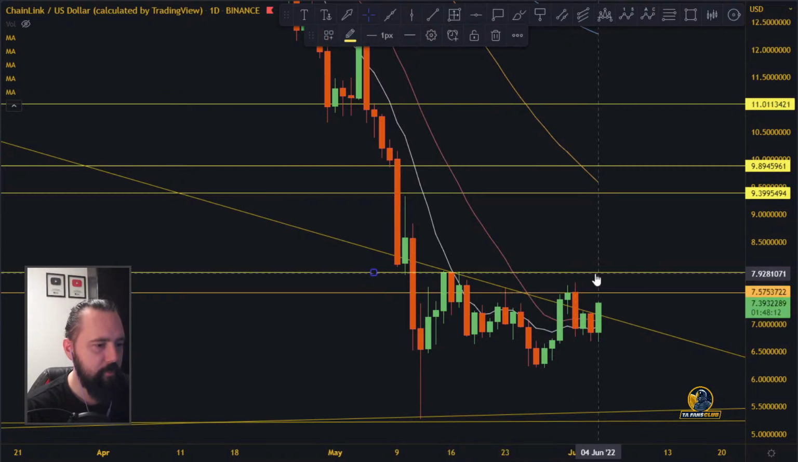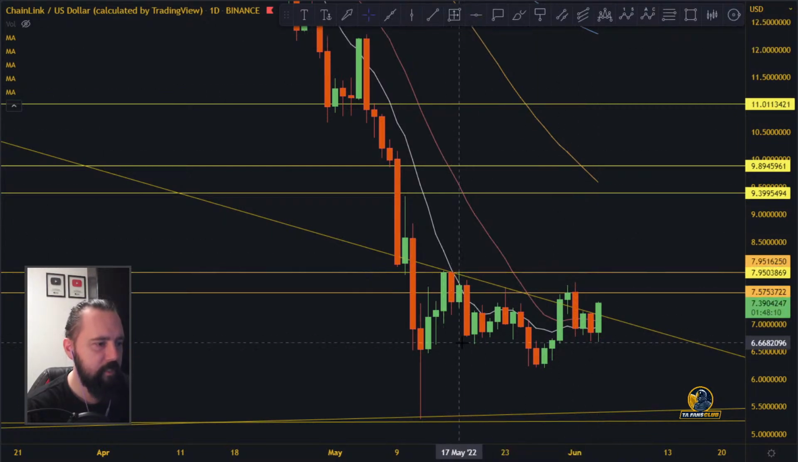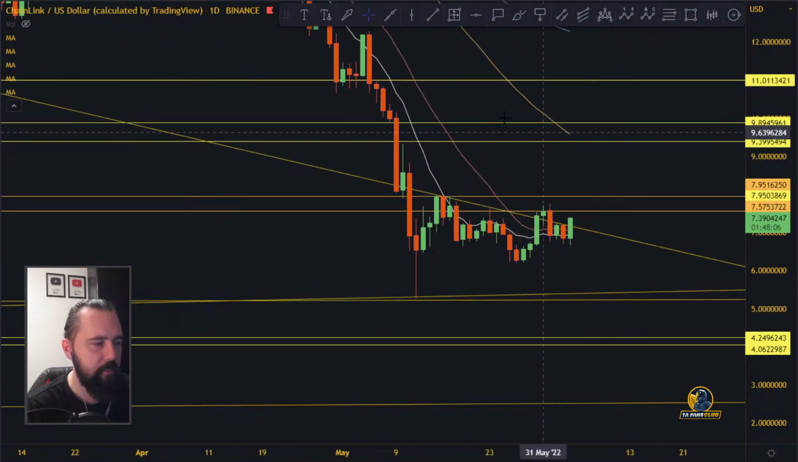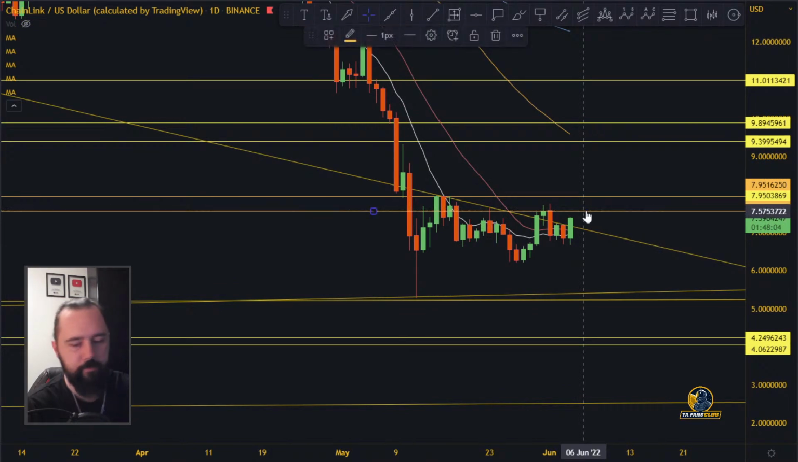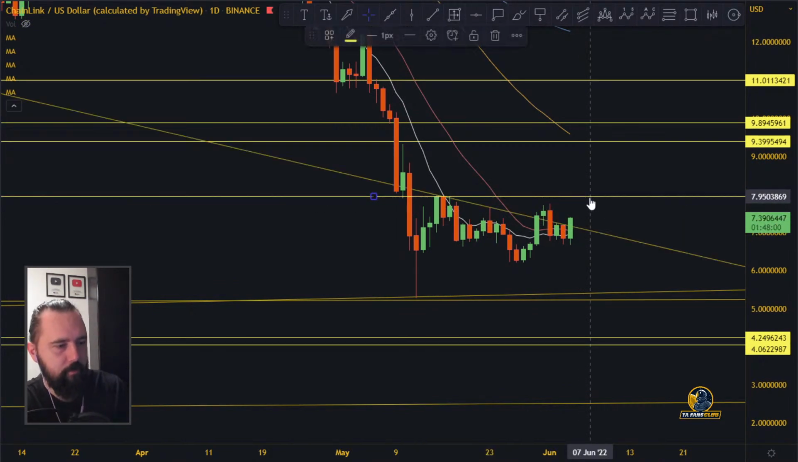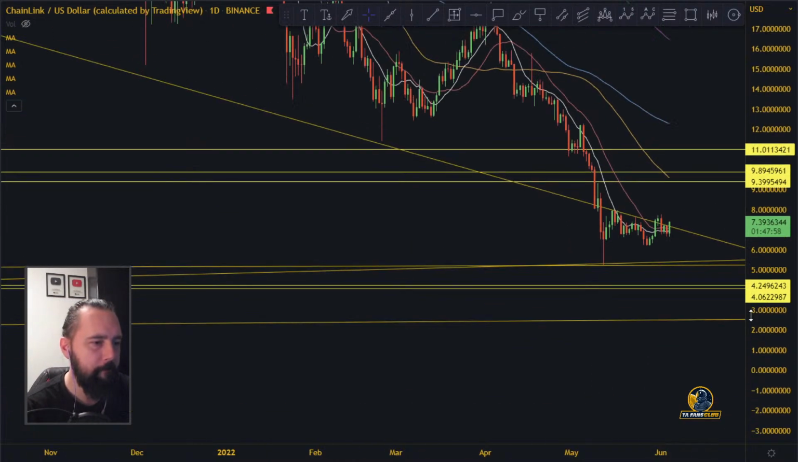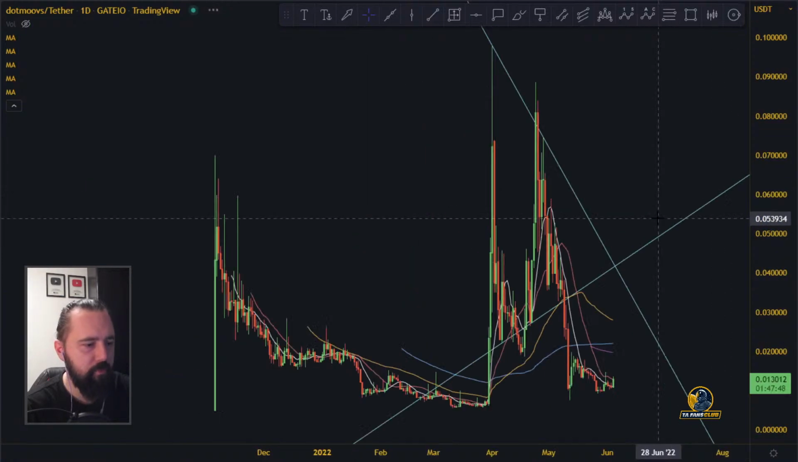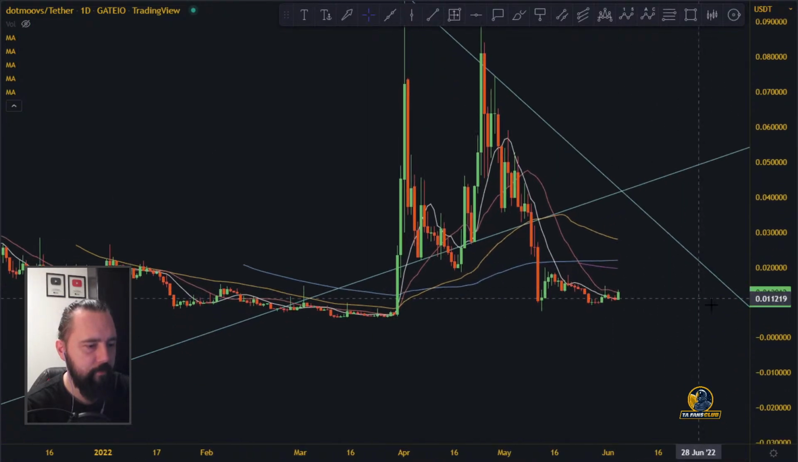Also, this move needs to break this resistance line. There is another resistance line up here. It needs to break all kinds of resistance lines to be bullish again. But it's nice that it is going up 8% right now. Is anything else going up 8%? Mover is up 20% towards the upside.